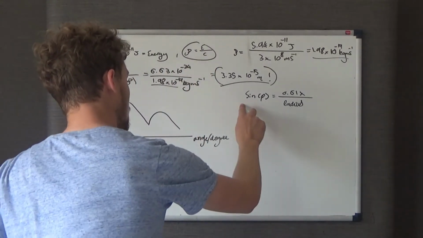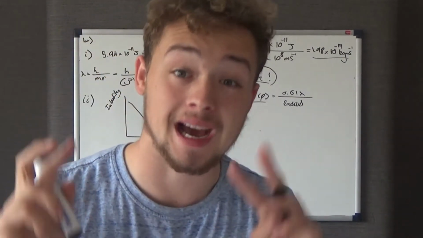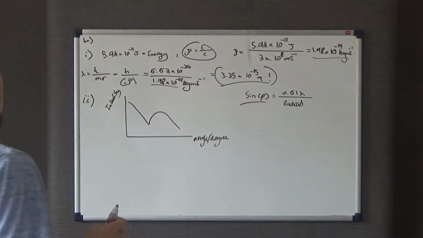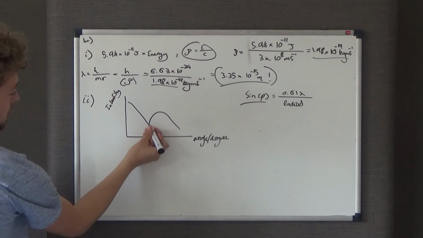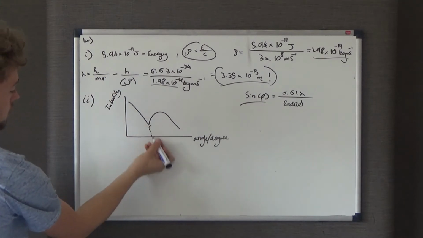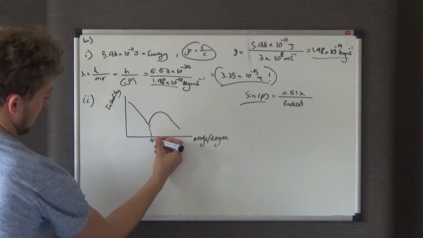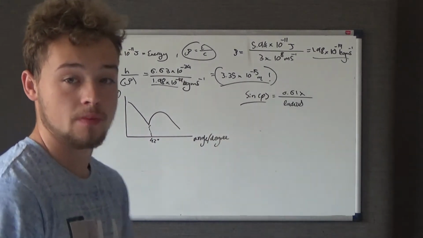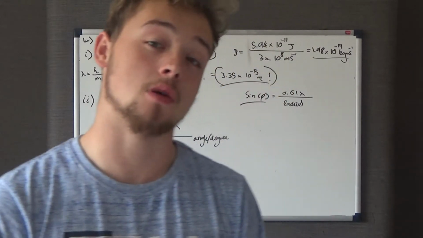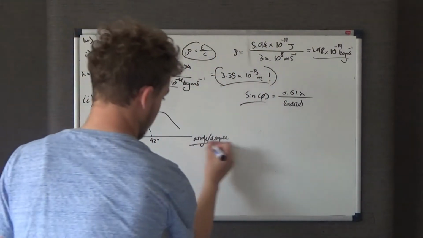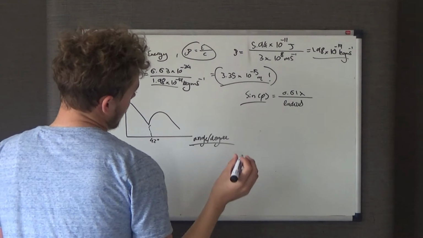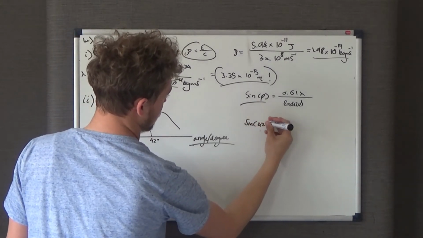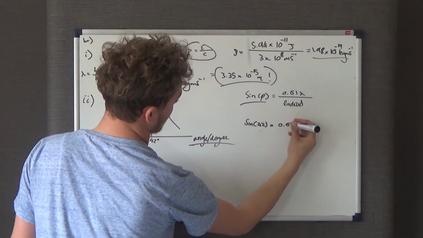So we need to look where the angle theta, in degrees, lines up with the first minimum. We'll look at the graph, and quite clearly the first minimum is this point here. So you draw a line down, and you should get about 42 degrees. We're going off in degrees because it's not maths, not in radians. So I would keep it as degrees because that's what it says here as well. So theta is equal to 42. So sine of 42 equals 0.61.